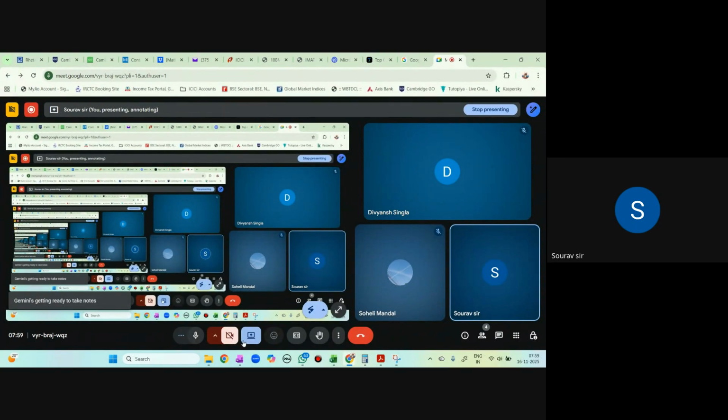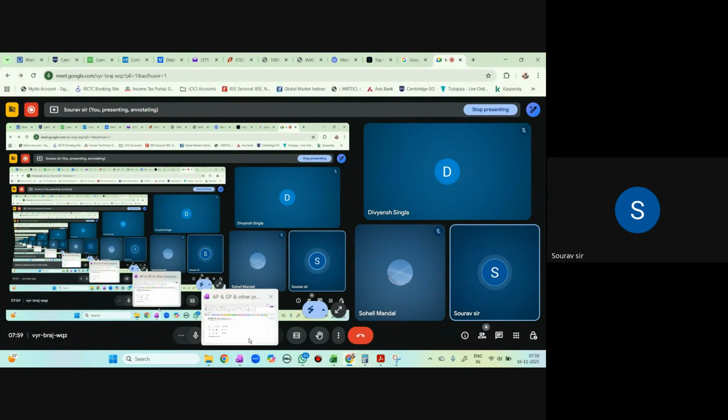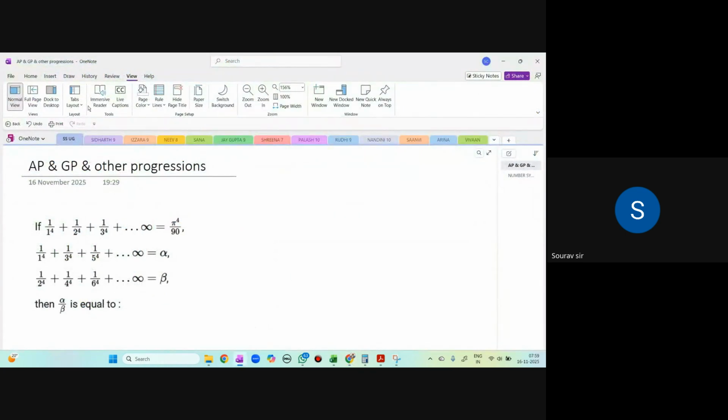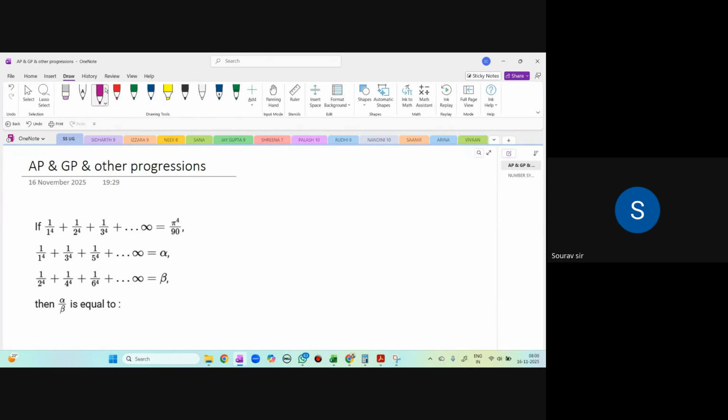Okay, so let's get started. In the last class, I had done APGP primarily. So today I'm going to take up questions on APGP and other progressions. So let's start with this one.